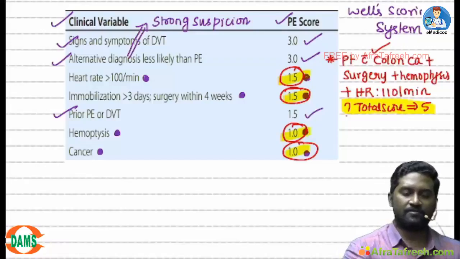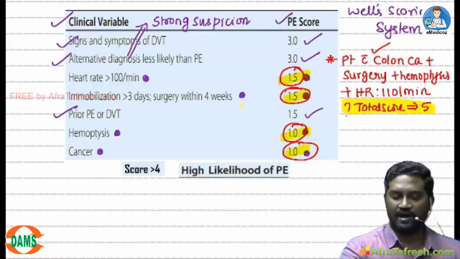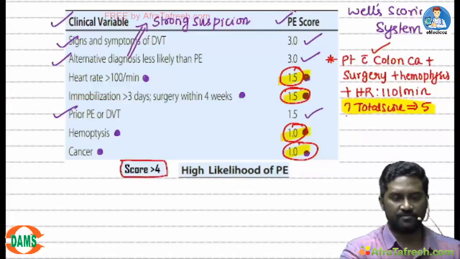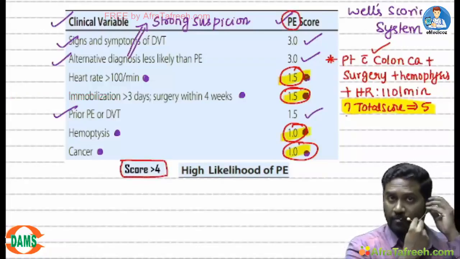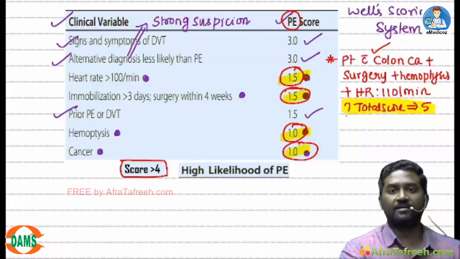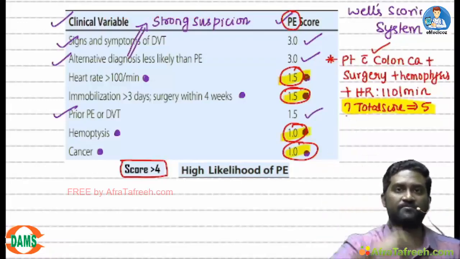Now any score more than 4 is considered as high likelihood of pulmonary embolism. So PE means pulmonary embolism, students. Any score more than 4, this patient is considered as high likelihood of having pulmonary embolism.